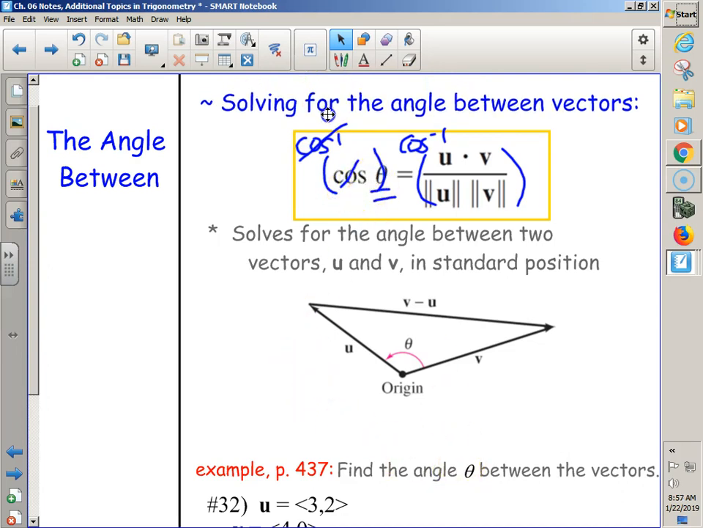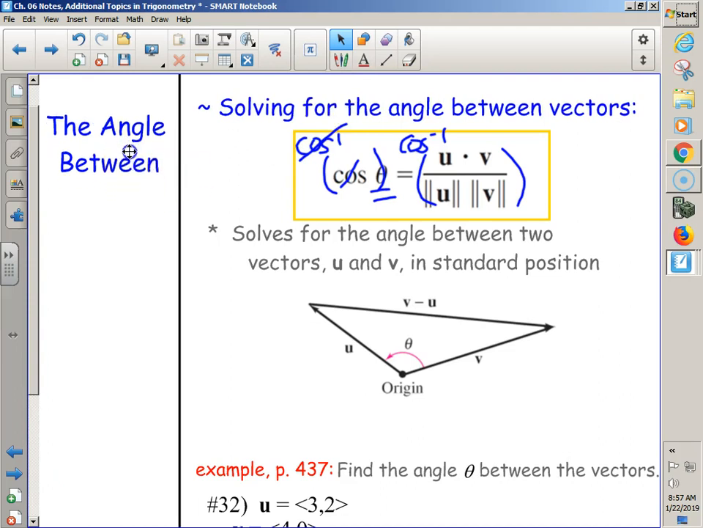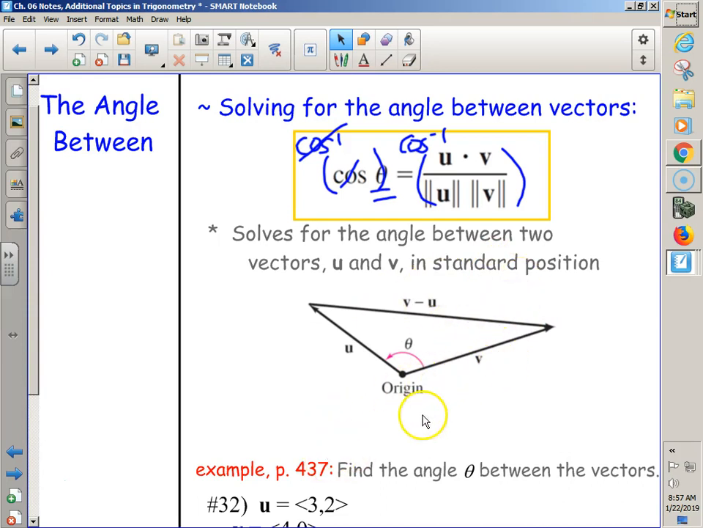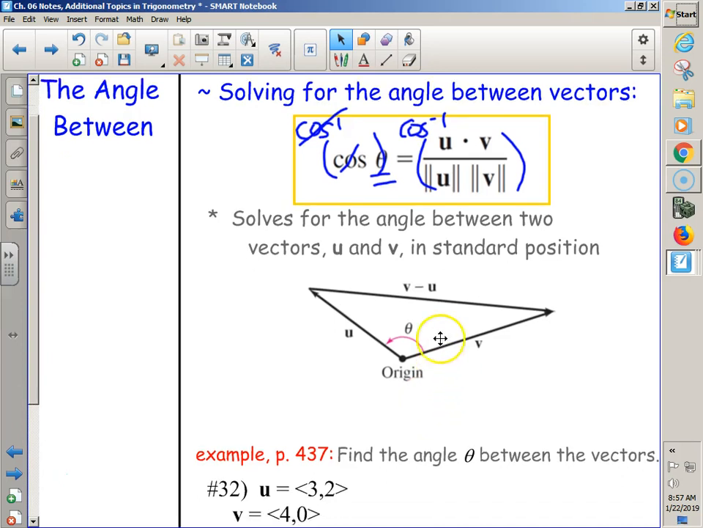Our goal: solve for the angle between vectors. How are we going to do it? Using this new formula. Cosine of theta is equal to the dot product of 2 vectors, u and v, all over the magnitude of u, magnitude of v. It solves for the angle between in standard position with no transformation, no translation, no vector diagram. But this picture does actually show you something really interesting.